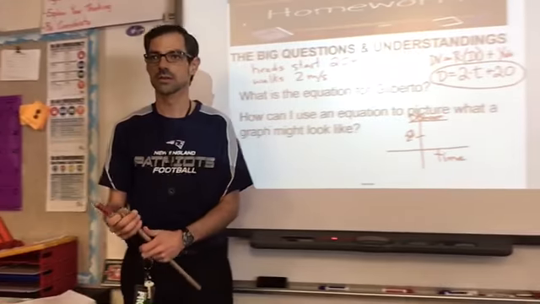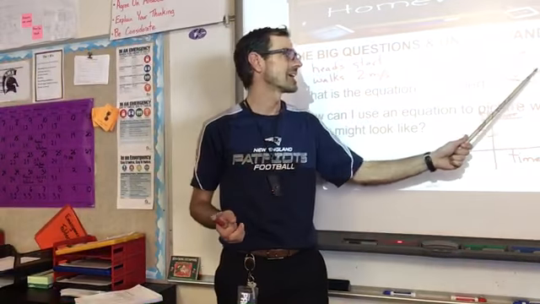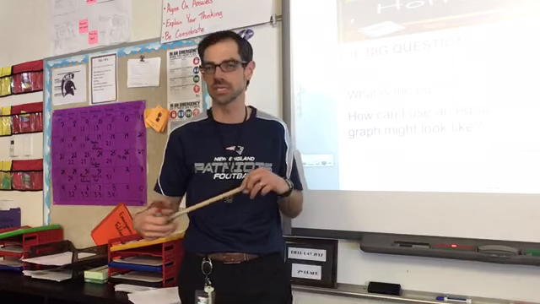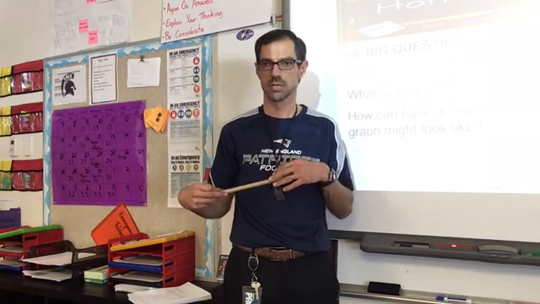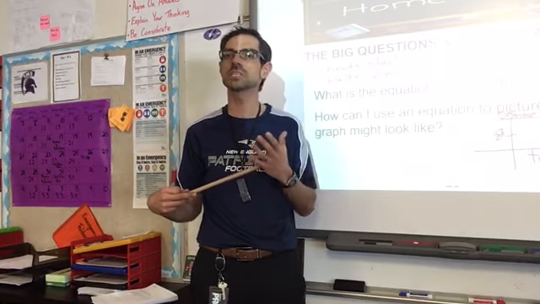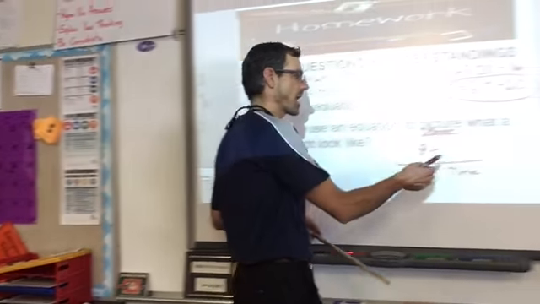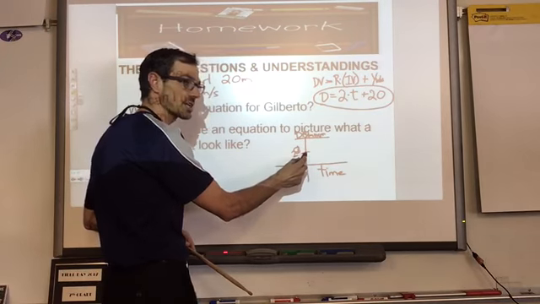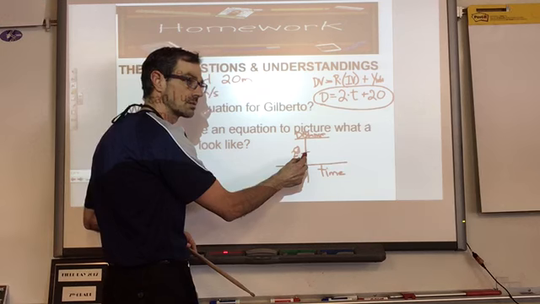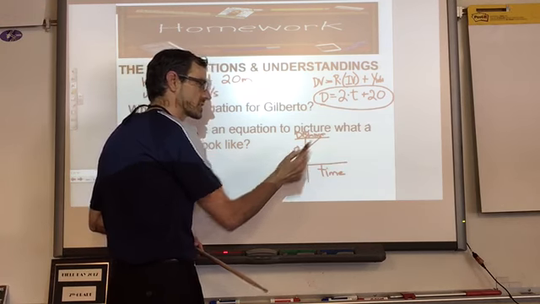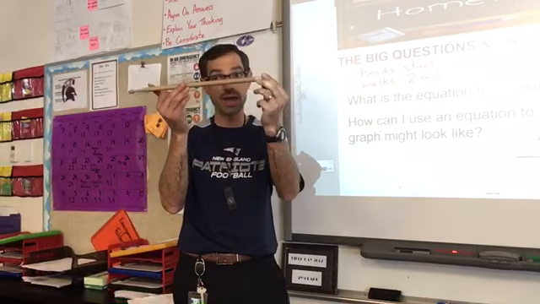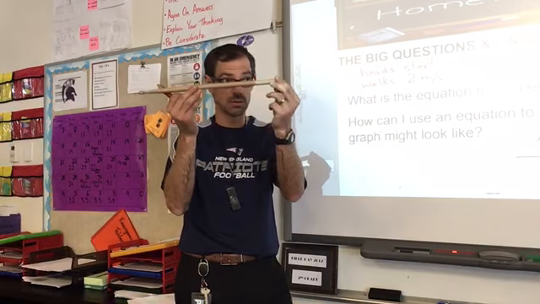One last thing. Julian, if I know the rate is 2, how steep is this line? It's pretty steep. So if the rate is 2, I know that this line is going to start at 20, and it's going to go like this. Okay? It's not flat, right? Flat would be a 0 rate.